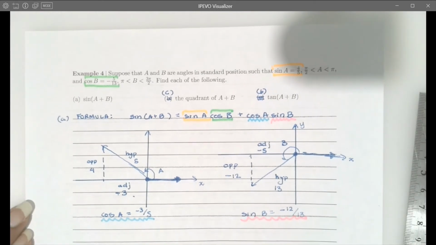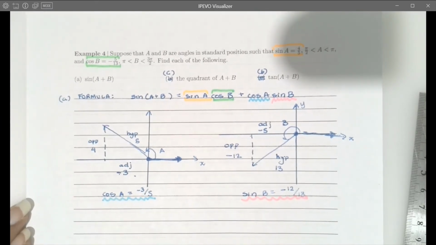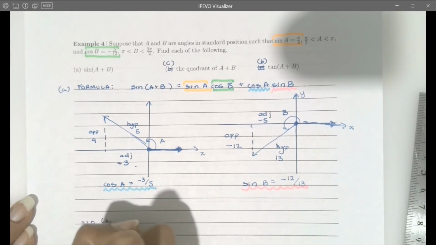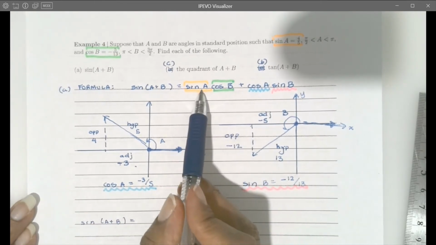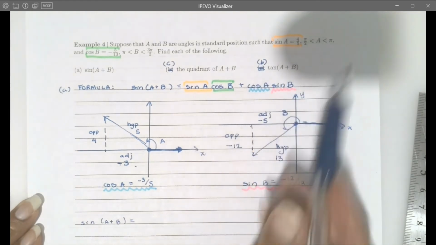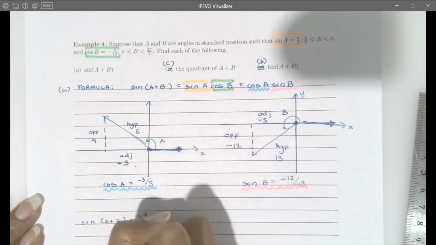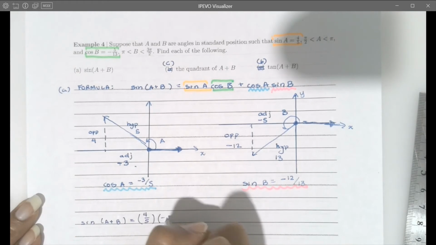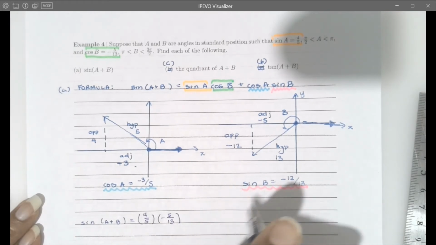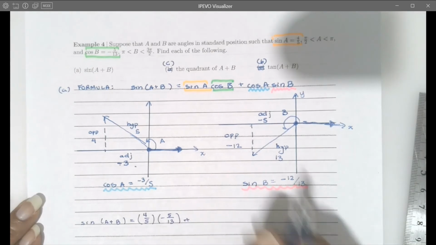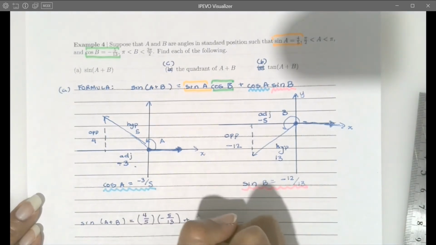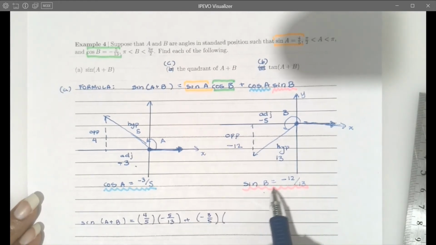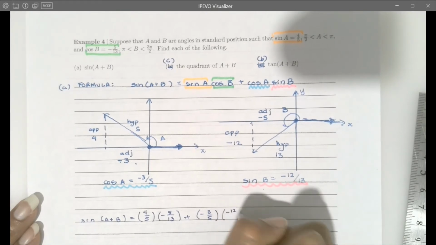Okay, and so now we're ready to find sine of A plus B. Let's write this down. We have sine of A plus B will be equal to sine of A, and sine of A was given as a 4 over 5, times cosine of B. Cosine of B was given as a negative 5 over 13, plus a cosine of A. Cosine of A, we found it to be negative 3 over 5, times the sine of B. Sine of B we found as negative 12 over 13.